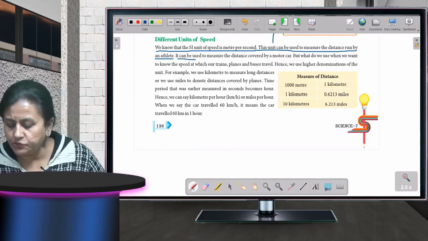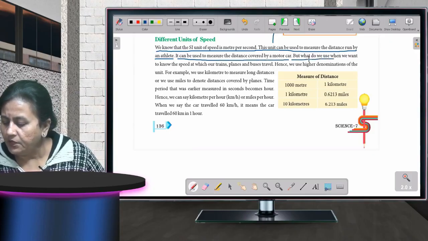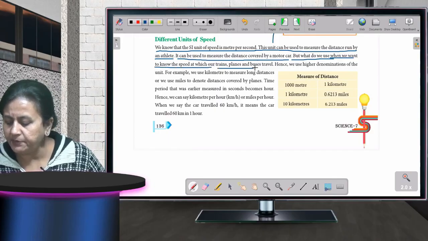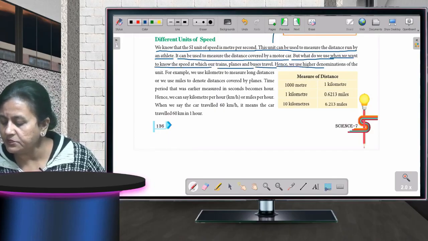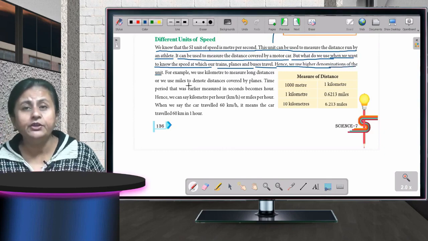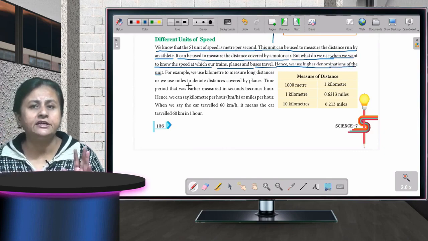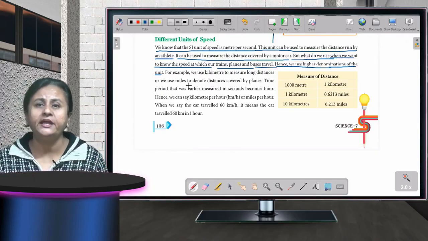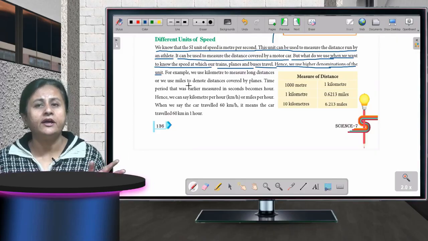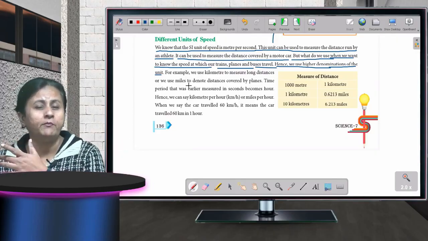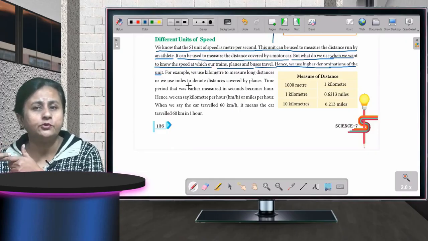It can be used to measure the distance covered by a motor car, but what do we do when we want to know the speed at which trains, planes and buses travel? Hence, we use higher denominations of the unit. Why? Because when the athlete is running, he is covering a small distance. But when aeroplanes, trains, buses are moving, they are covering a long distance. So the denominations for measuring have to be higher.